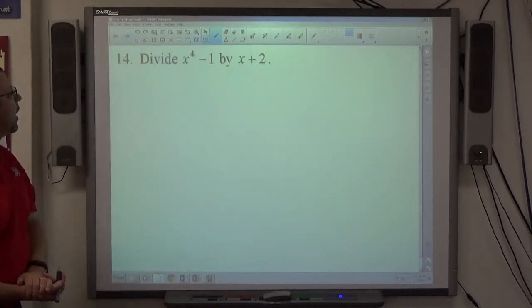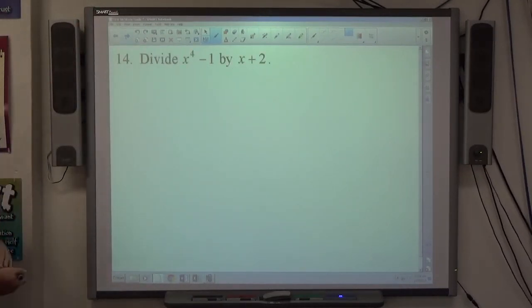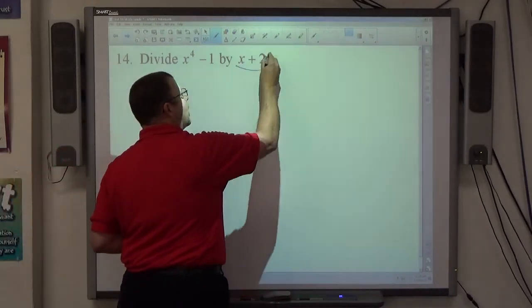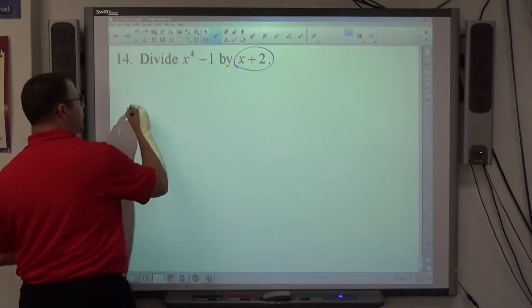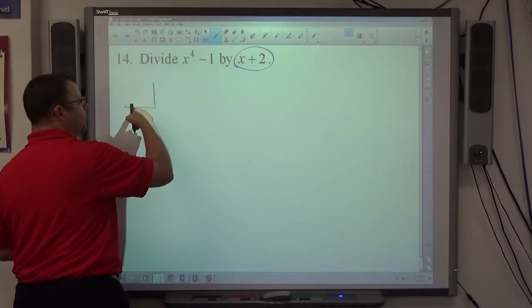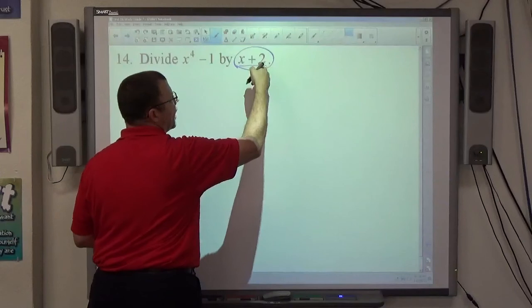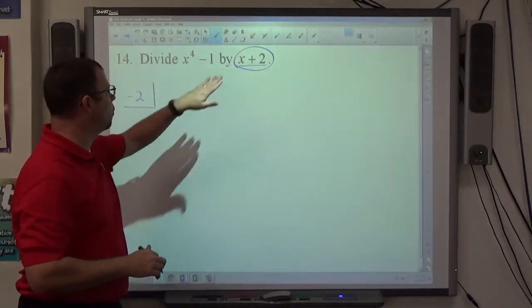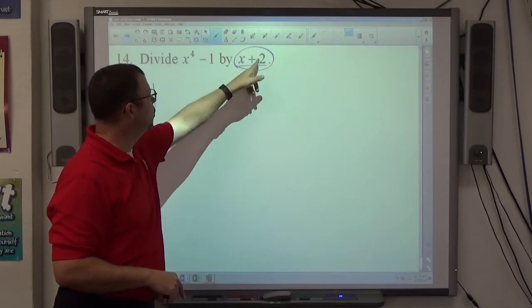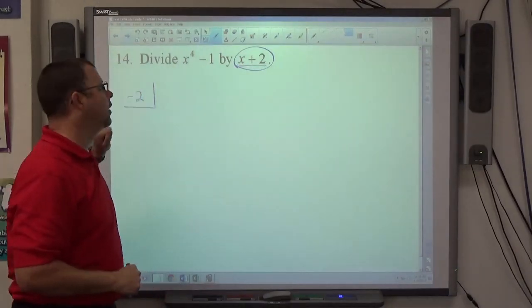Number 14, divide x to the 4th minus 1 by x plus 2. We're dividing by x plus or minus a number, so it has the right structure to use synthetic division. I would recommend doing that. Synthetic division always starts with the number in the box, which is the opposite of that number. So negative 2 is the opposite of that. The question you're asking yourself is what makes that equal 0? Negative 2 plus 2 makes 0, so negative 2 goes over here.